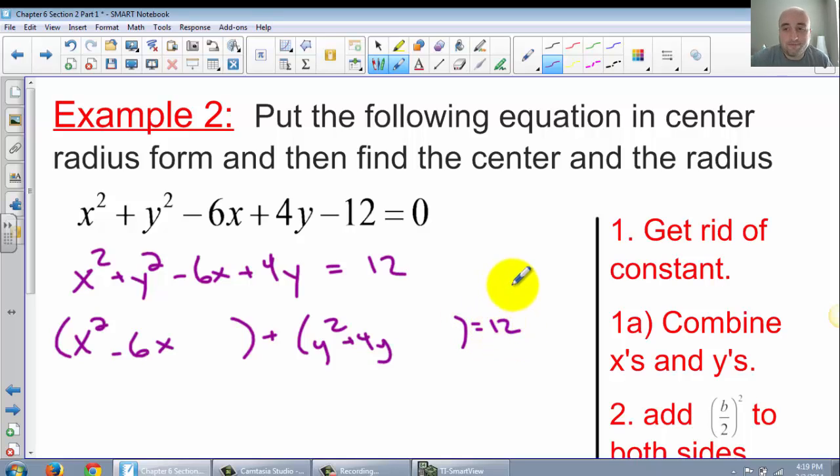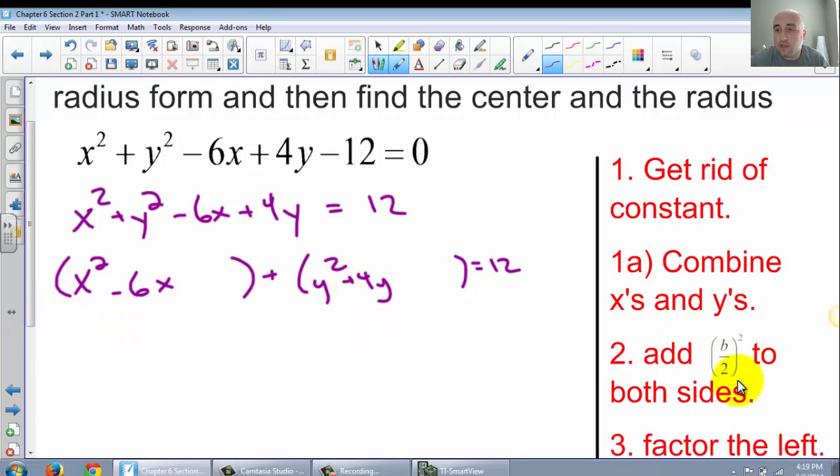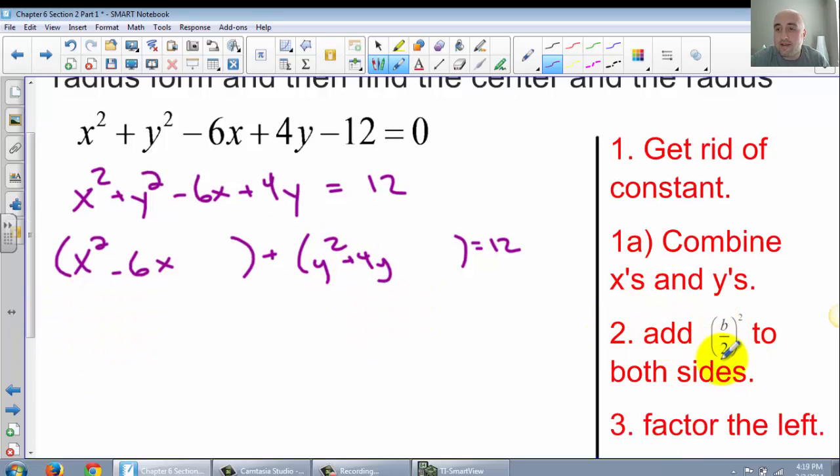Okay? So we've combined our x's and our y's together in one area. Step 2 says now add b divided by 2 squared to both sides. That should look familiar. We did that when we were completing the square. So we're going to take our b value, and we're going to add b divided by 2 squared to both sides.